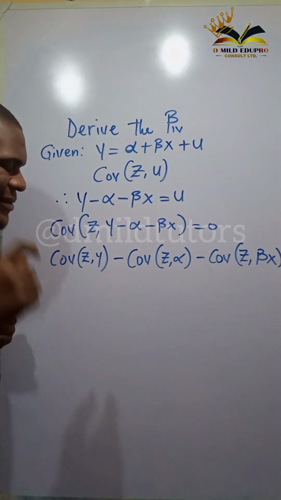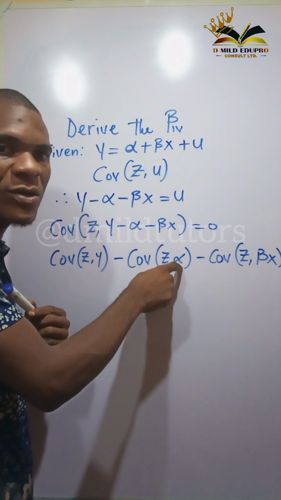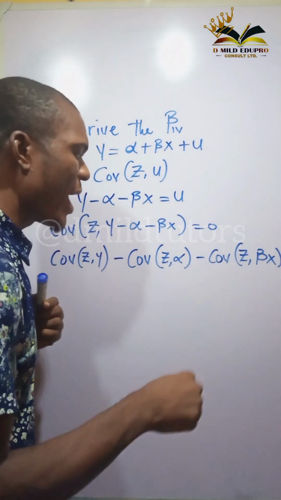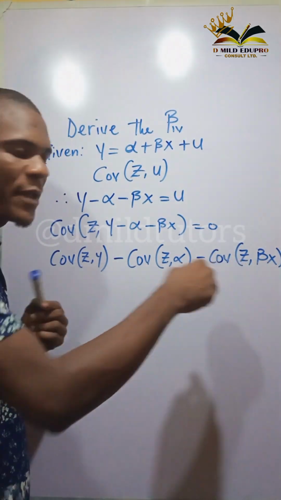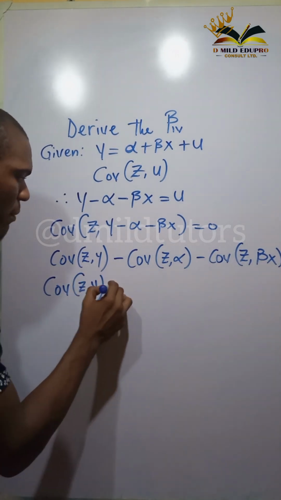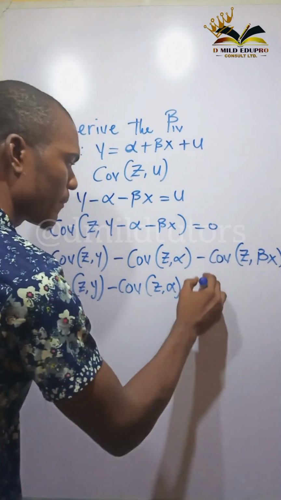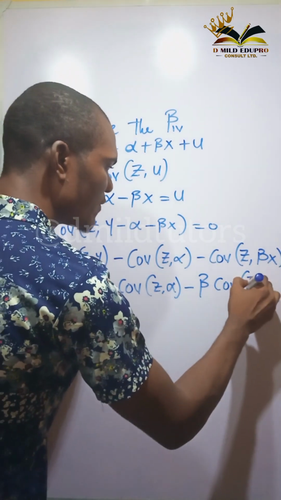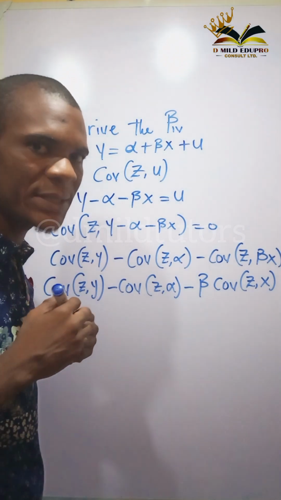Now there is something you need to do here. The first thing is to note that the covariance of the instrumental variable with a constant term is 0. While if you have a constant term multiplying a variable, the constant comes out to multiply. So you are going to have covariance of z comma y minus covariance of z comma alpha minus beta covariance of z comma x, all equal to 0.